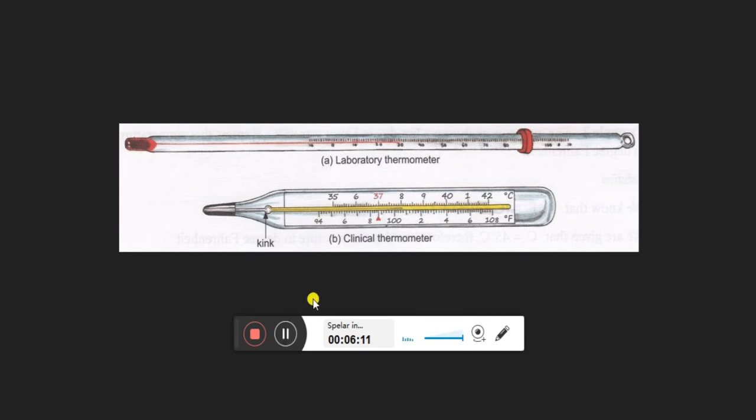Now children, you must be wondering how temperature can be measured. What are the devices to measure temperature? That is the thermometer, through which you can measure temperature. Thermometers are of two kinds: one is the laboratory thermometer and the other is the clinical thermometer. One by one we will study these two types of thermometer.